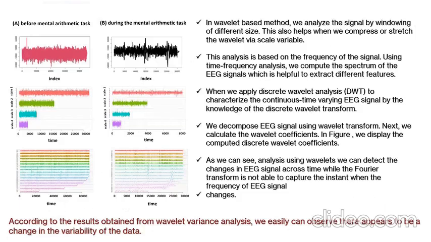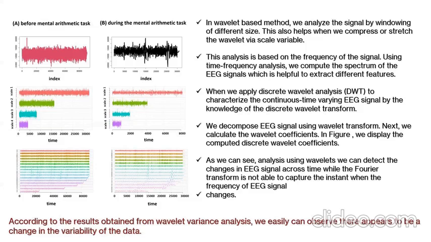Let's look at the data before the mental arithmetic task and during the mental arithmetic task. On the left-hand side, we are presenting these two different data. So in the wavelet-based method, we analyze the signal by windowing of different sizes. We window the signal with different sizes, and in each window, we extract the information that we are looking for.